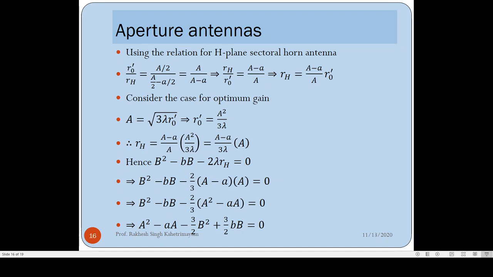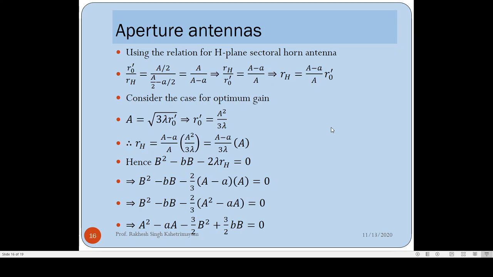We also have that for the H-plane sectoral horn antenna, Rs can be found out as capital A minus a divided by capital A R naught dash. And what is the optimum gain? For the optimum gain, what is the value of a? A was square root of 3 lambda R naught dash.